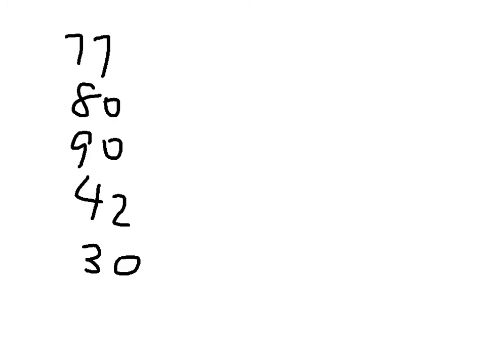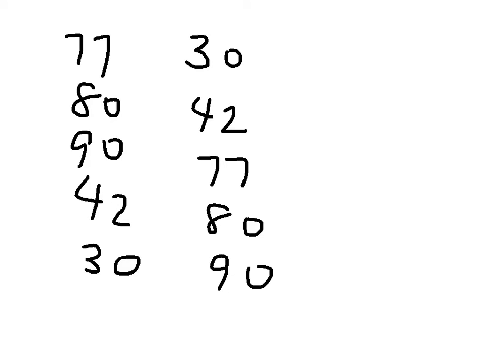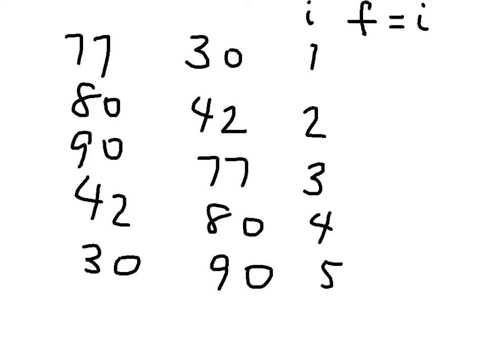So let's see, the smallest observation is 30, and then 42, 77, 80, and 90. And then what I'll do is define a thing called I, which is the index of the observation, which would correspond to 1, 2, 3, 4, and 5. And I define the fraction, which is defined to be (I minus 0.5) divided by the sample size, which is 5. So for 1, if I plug in 1 in that equation, I get 0.1.